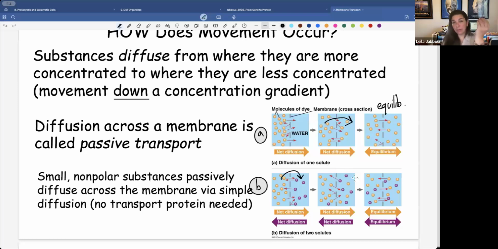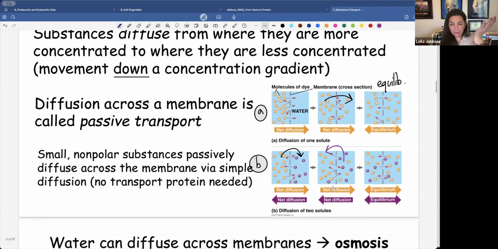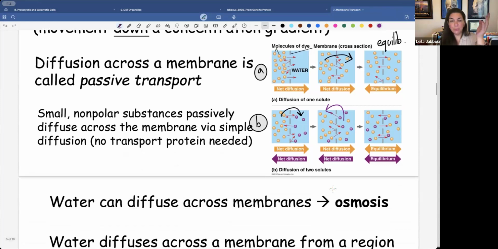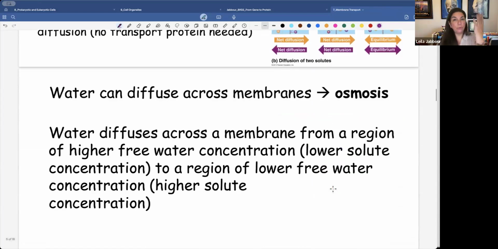So if you're ever asked about studying a scenario like this, it'll be specific. It will ask you what is going on with the orange or the purple. And really, in the future, it's not going to be orange and purple. We're going to be talking about sodium ions, potassium ions, chloride ions, calcium ions, or glucose molecules.